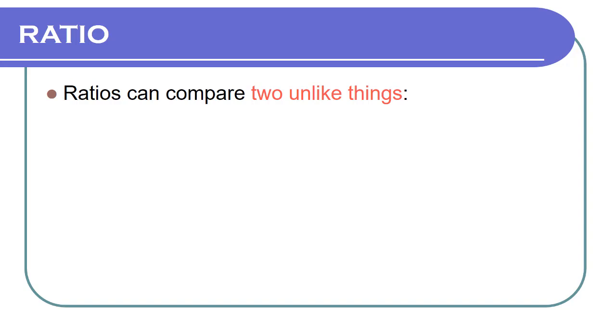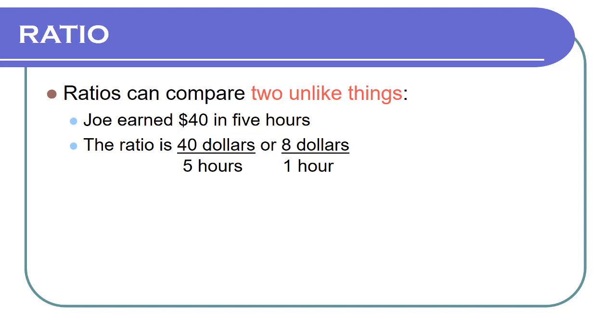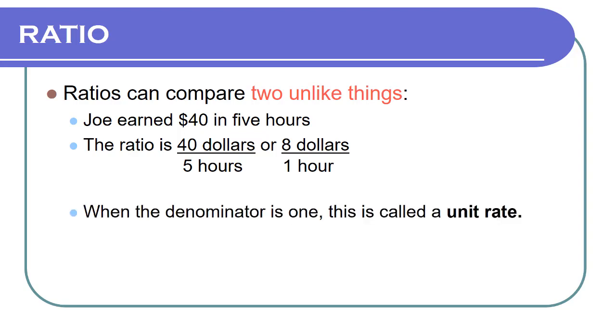Ratios can compare two unlike things. For example, Joe earned $40 in 5 hours. It means that the ratio is $40 per 5 hours, or we can simplify, so it becomes $8 per 1 hour. When the denominator is 1, then this is called a unit rate.